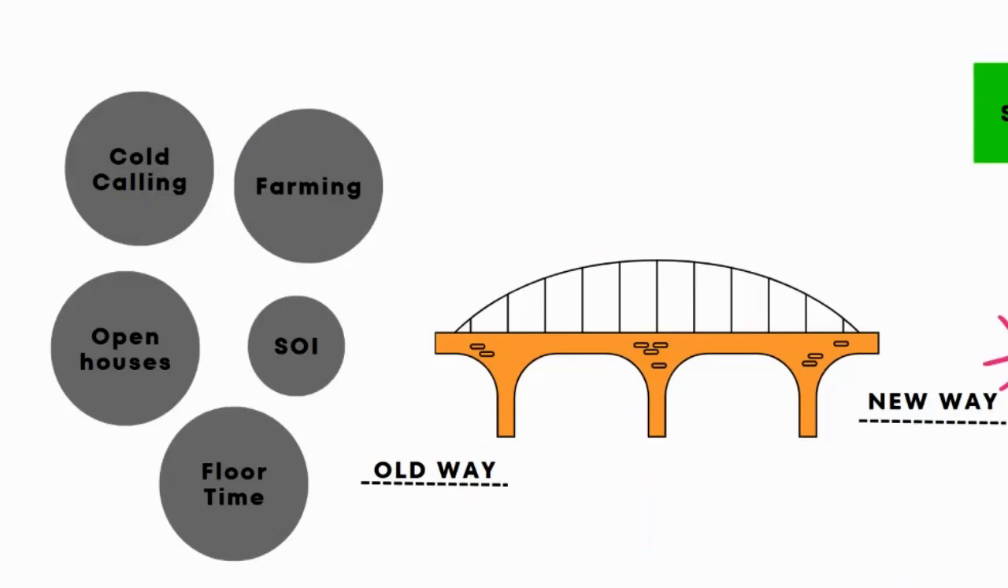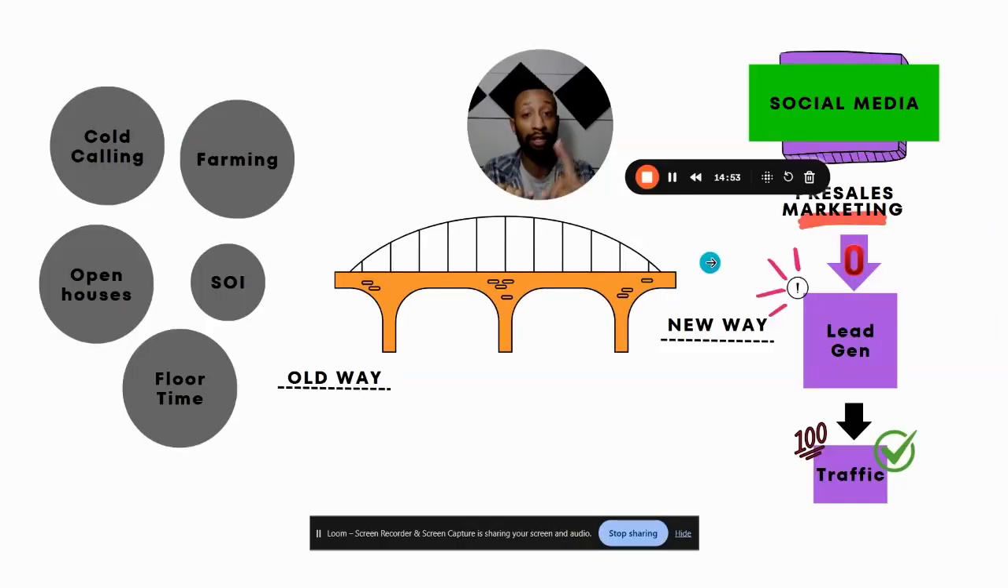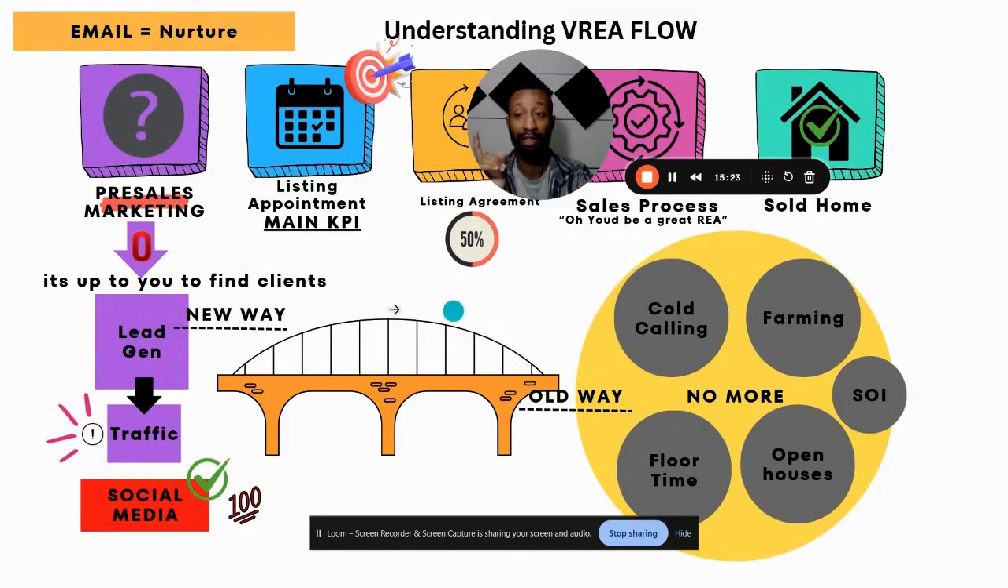So the main goal that I'm trying to get you to understand is the old way is cold calling, farming, open houses, sphere of influence, and your floor time. The new way is social media, doing your pre-marketing sales, going from 0 to your lead gen, which brings you to 100, which allows you to get traffic, which then allows you to go back to square one, which is your pre-marketing sales. And the cycle begins. So what we're offering is basically teaching you how to put this whole system into play and do it at scale.